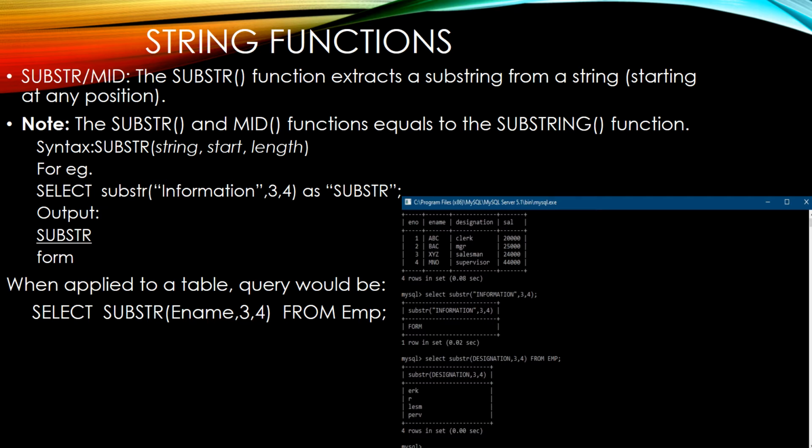First, clerk is there, so from its third position it is showing ERK, as only 3 characters are left. In MGR, from the third position only R exists, so it is showing R. In the third record, salesman, it is showing LESM. From the third position it is counting 4 characters. Again, from supervisor it is counting 4 characters. So this way it will return the output in case of substr. In place of substr you can also use the mid function.